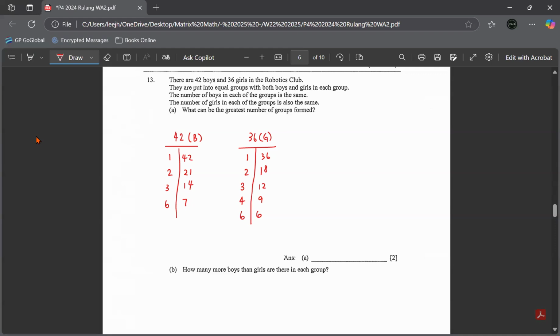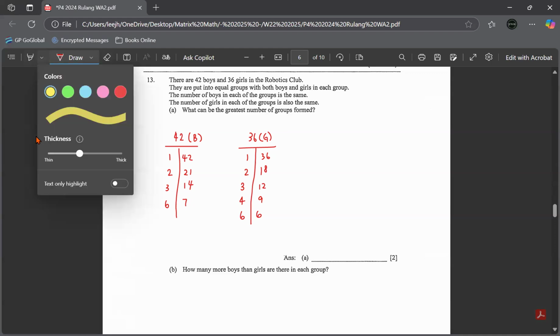Okay, so this one is the same. So one group, all 36 girls. Two groups, each 18 girls. Three groups, 12 girls each. Four groups, 9 girls each. Six groups, 6 girls each. Okay, so if you look at all these rows of factors, you can see that your highest common factor is 6.